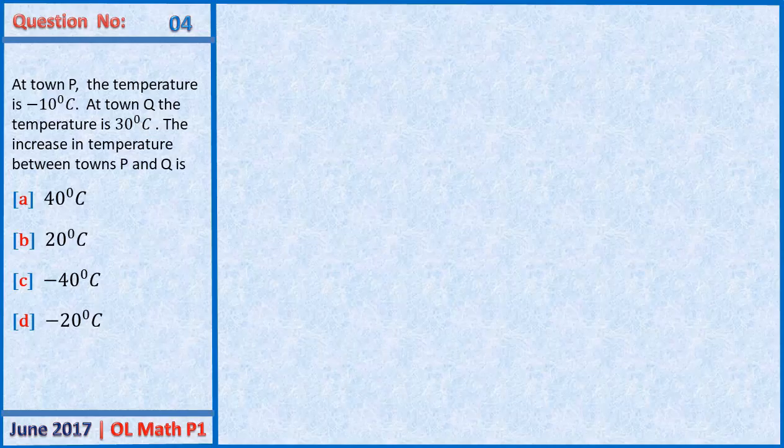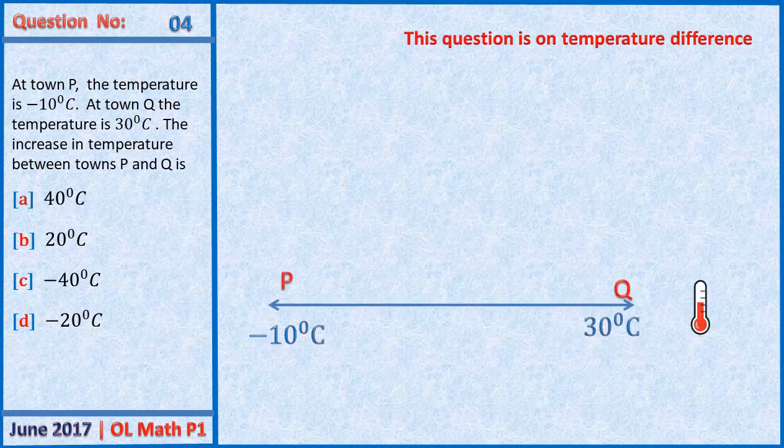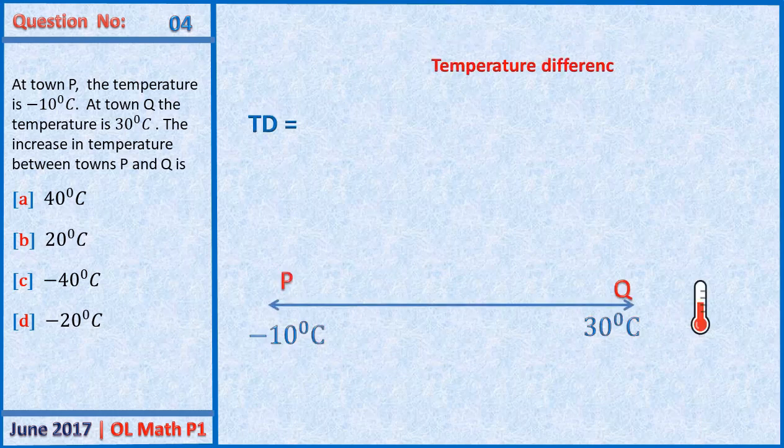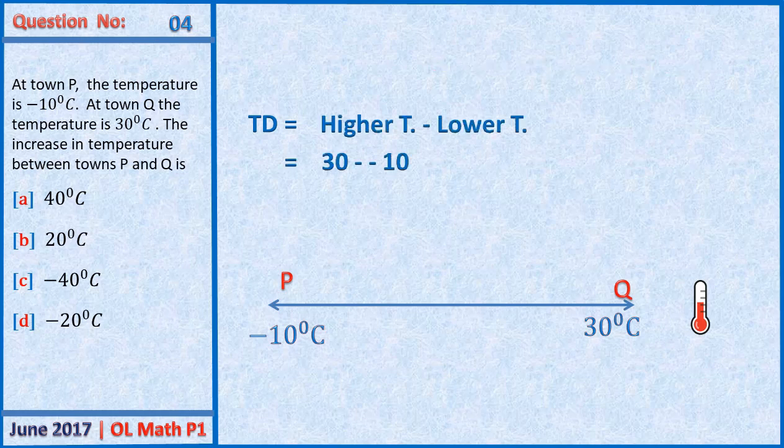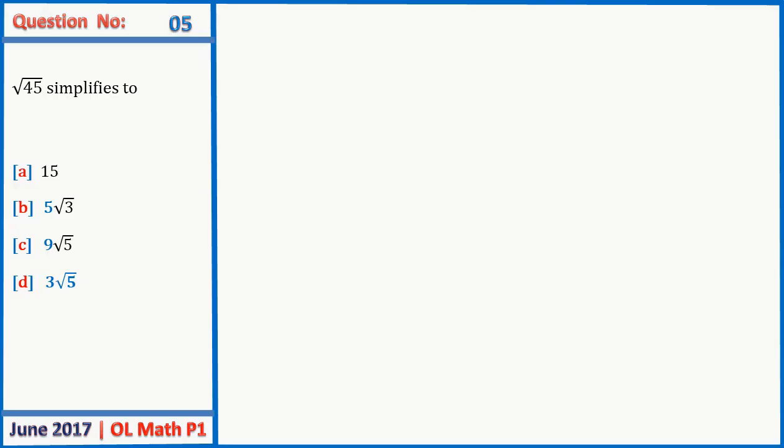Question 4. Town P is at minus 10 degrees Celsius and town Q is at 30 degrees Celsius. The increase in temperature between the two towns P and Q is... This question is on temperature difference, and the temperature difference equals higher temperature minus lower temperature, giving us 30 minus minus 10, which is 40 degrees Celsius. Key is A.